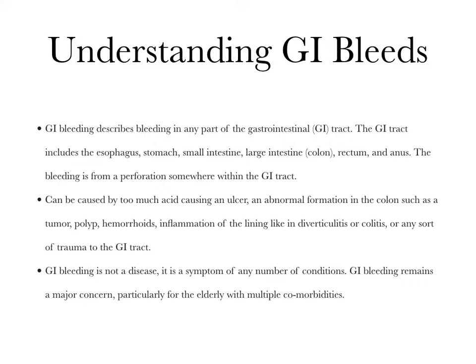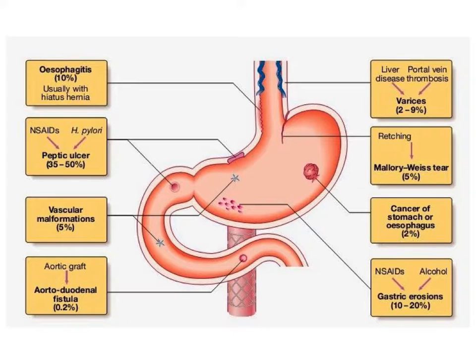Okay. So I have a slide that gives a good illustration of what I mean by ulcers and any GI bleed being the result of another condition, whether that be a medication treatment in the case of NSAIDs or a tumor formation related to cancer.